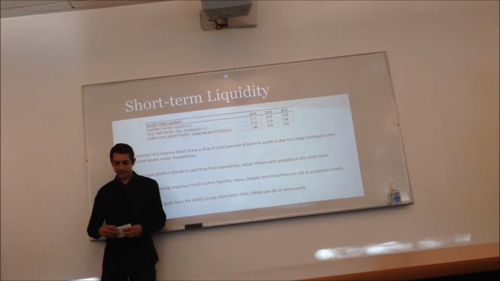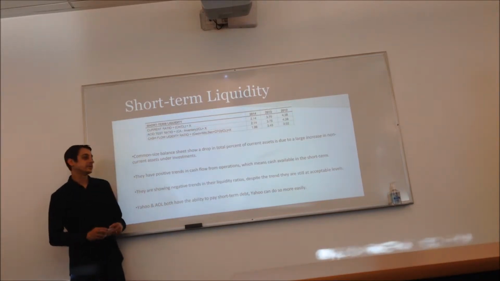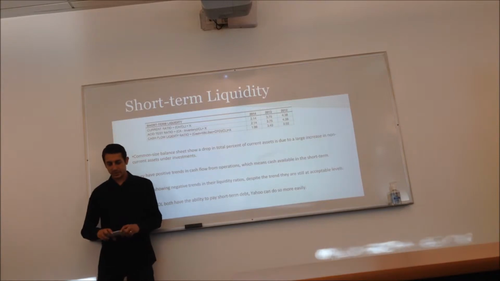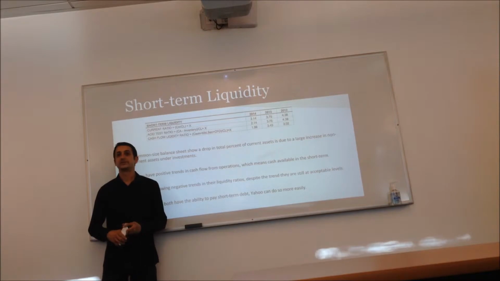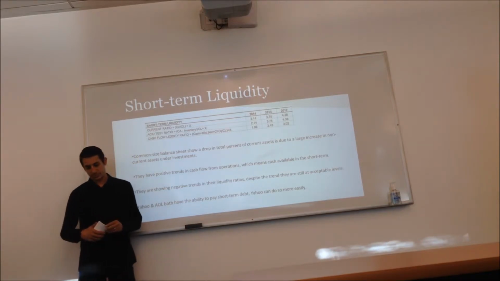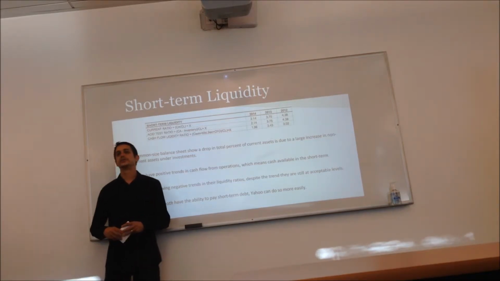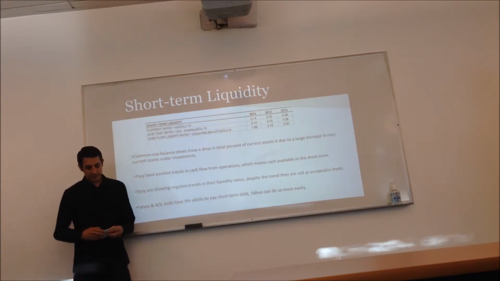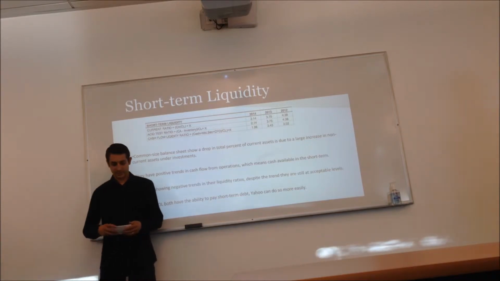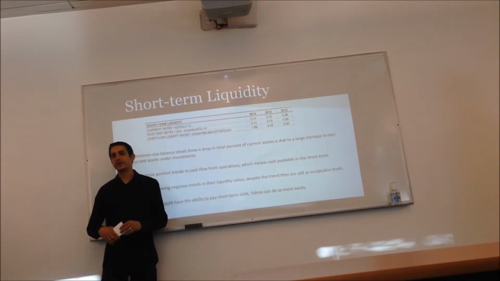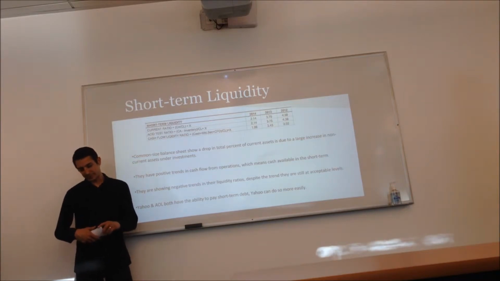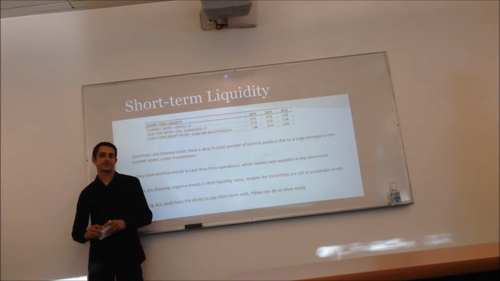In comparison, AOL has a more steady common size balance sheet than Yahoo. AOL and Yahoo have very similar cash flow statements. Both companies have positive trends in their cash flows from operations, which means they both have the ability to generate cash in the short term. Yahoo's liquidity ratios are at better levels than AOL's despite the negative trend and AOL's positive trend. After analysis, both companies have the ability to pay short-term debt, but it seems Yahoo can do so more easily.